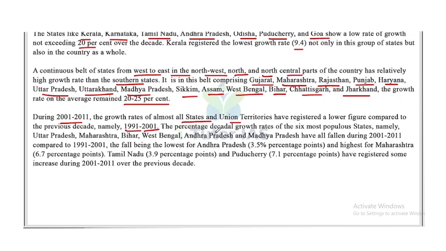The percentage decadal growth rates of the 6 most populous states, namely Uttar Pradesh, Maharashtra, Bihar, West Bengal, Andhra Pradesh and Madhya Pradesh, have all fallen during 2001 to 2011 compared to 1991 to 2001. The fall is the lowest for Andhra Pradesh and highest for Maharashtra. Tamil Nadu and Puducherry have registered some increase during 2001 to 2011 over the previous decade.